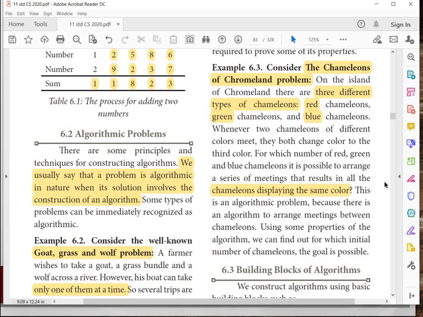So the question is: there are three types of chameleons, and if two different chameleons meet, they will both change to the color of the third. Likewise, at the end, all the chameleons will be the same color. We want that result, but we must know how many reds, greens and blues there must be, because there is a condition on the proportions of red, blue and green needed to achieve this result. This is an algorithmic problem because there is an algorithm to arrange meetings between chameleons. Using some properties of the algorithm, we can find out for which initial numbers of chameleons the goal is possible. Because if the initial number is changed, the goal may never be achieved.